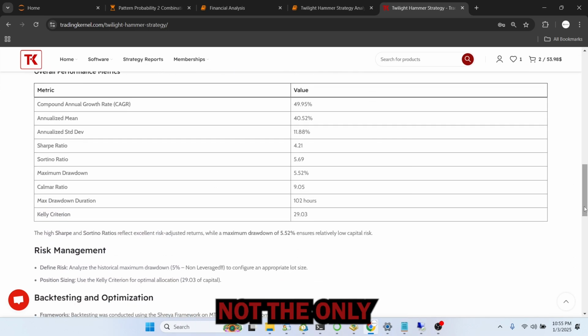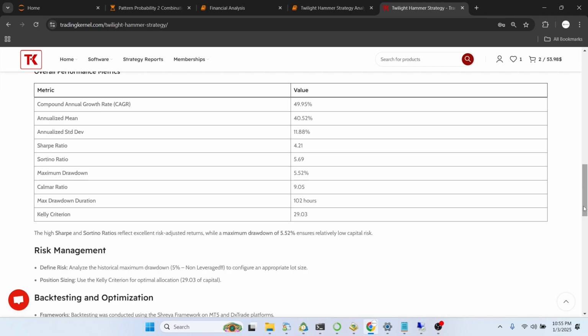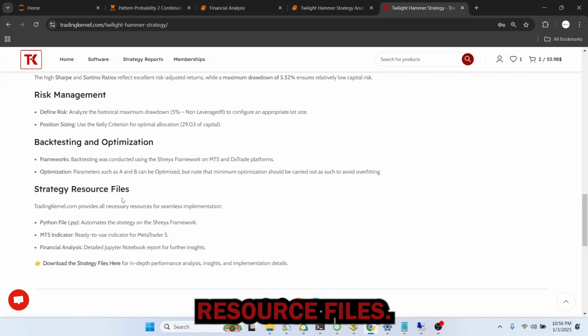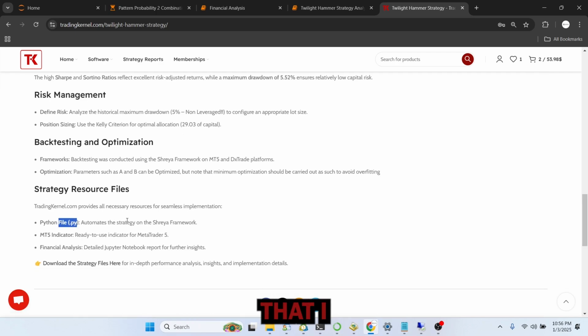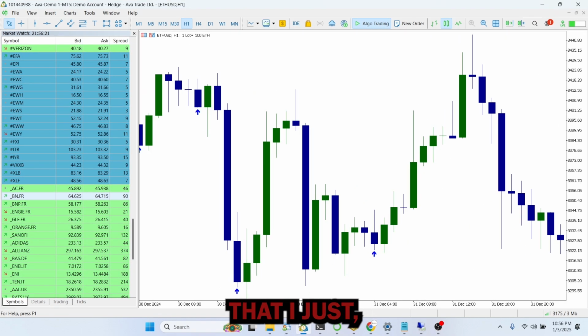Now this is not the only trading strategy you can use for this probability scenario. Okay, I'm going to be explaining some other trading strategies you can look at. Okay, strategy resource files, it comes with a .py file which automates the strategy that I just explained on the Sharpe framework, which means you can trade it on MT5, you can trade it on DXtrade, you can also trade it on Binance. Okay, it also has an MT5 indicator that I just showed you here.